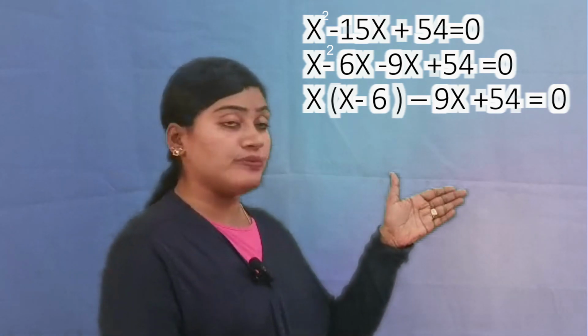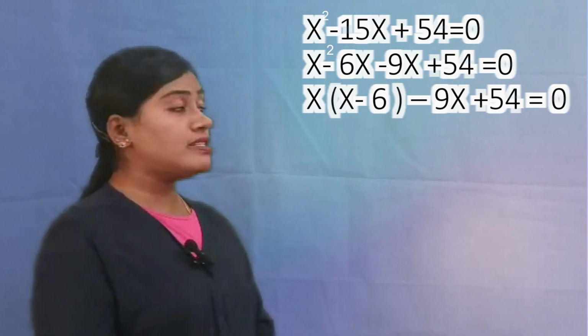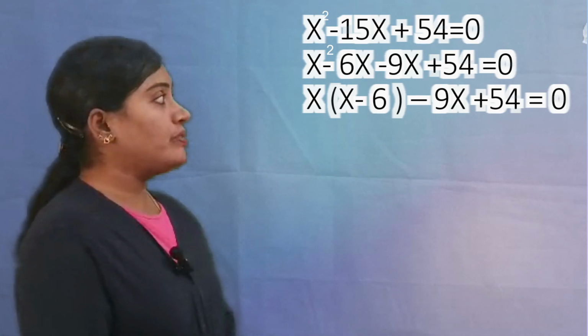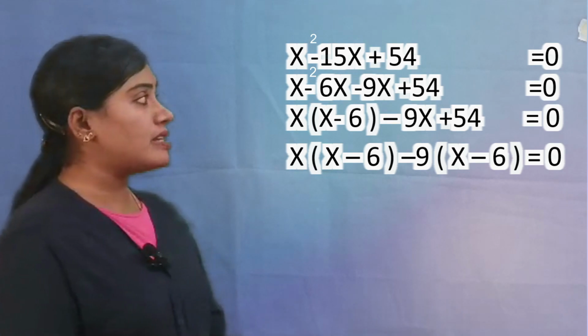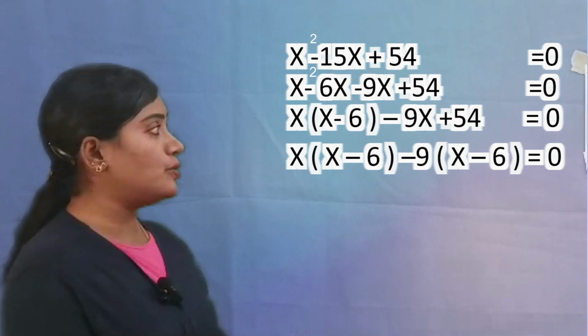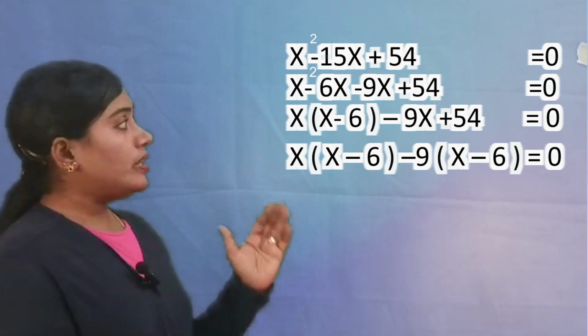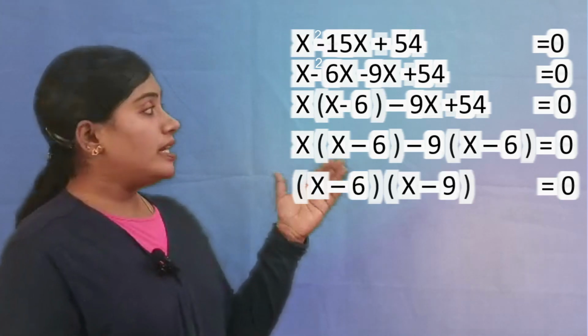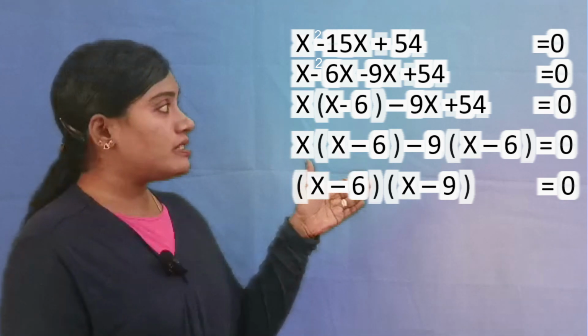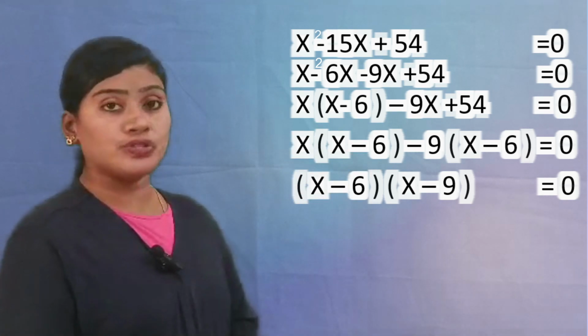Consider the last two terms. Take out the greatest common factor, which is 9. So the equation becomes x into x minus 6 minus 9 into x minus 6 is equal to 0. Then x minus 6 is common there, so we can take it out. Then the equation becomes x minus 6 into x minus 9 is equal to 0.